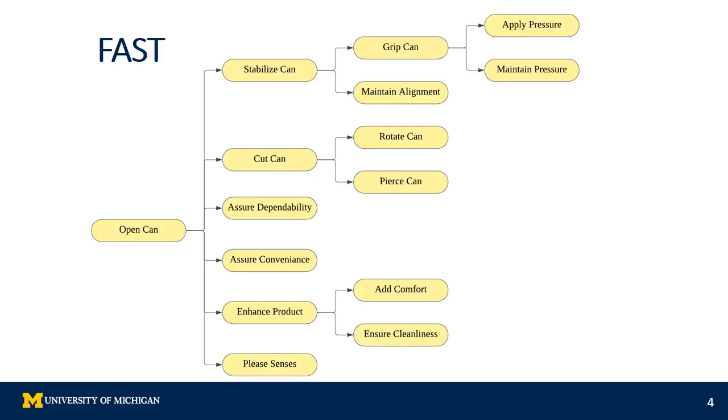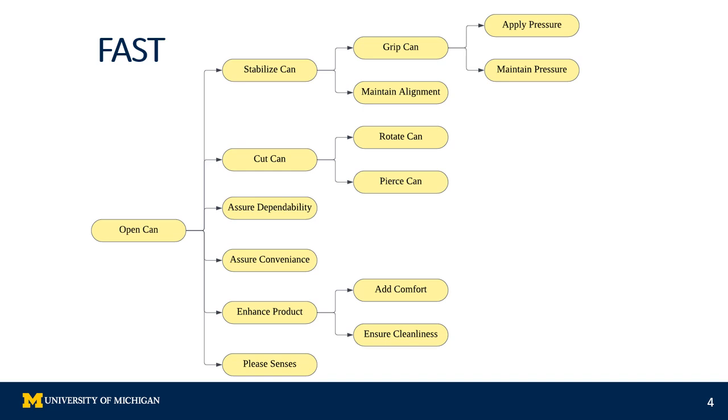And here's the FAST diagram of the can opener. The primary function is to open a can. And to do this, your can opener must first stabilize the can. To stabilize, the can opener grips the can and maintains alignment. And to grip, the can opener applies pressure and maintains pressure.